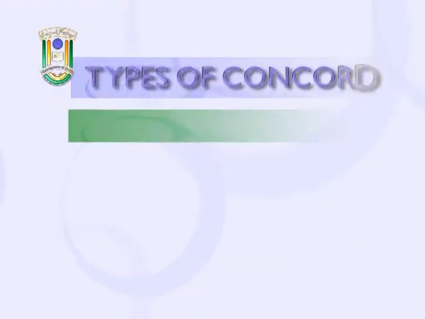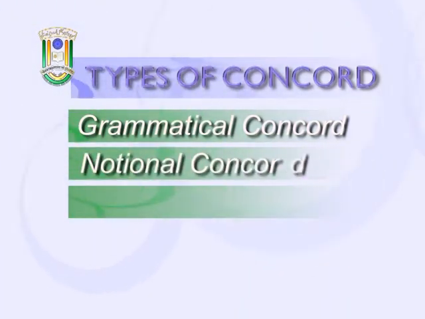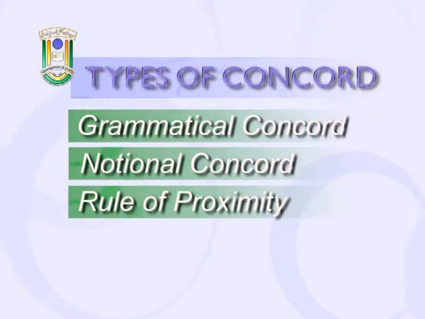Concord, as you all know, is governed by certain principles. Now, these principles governing Concord may be studied as the types of Concord. And what are these three types of Concord? Grammatical Concord, notional Concord, and Concord governed by the rule of proximity. We shall now try to study each one of these three separately.